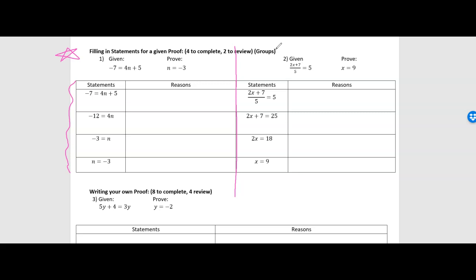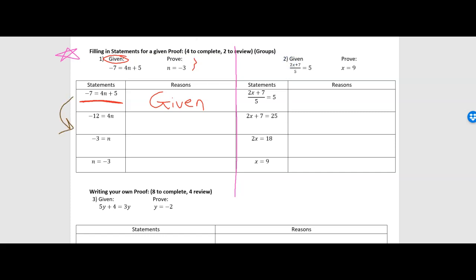The first statement right here, how did we come up with that? Well, it was given to us. Many times, the first reason in your proof is going to be given because you have to start with some information and then you build out from there. So in this case, we were given the equation, then we were asked to prove something over here. Okay, our next step. How did we go from statement 1 to statement 2?